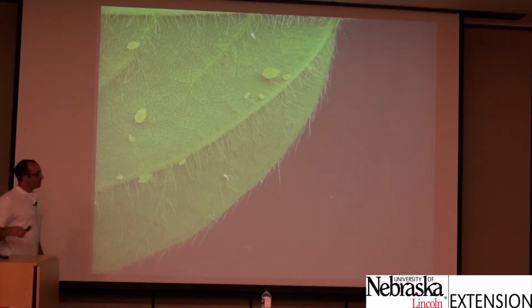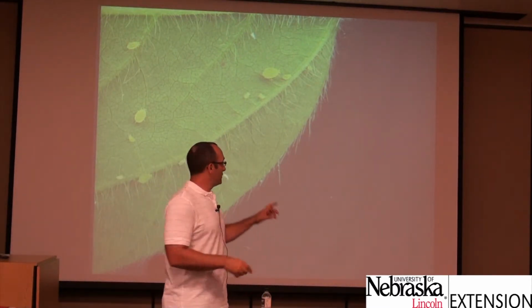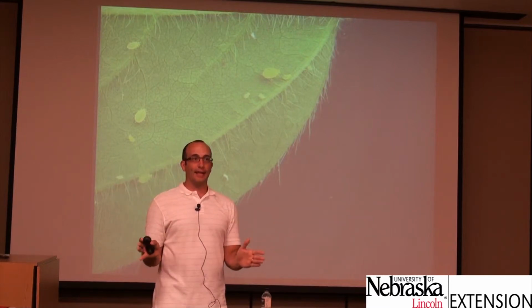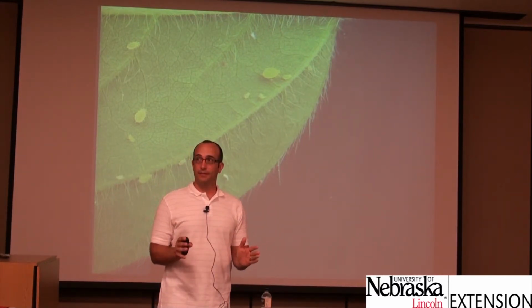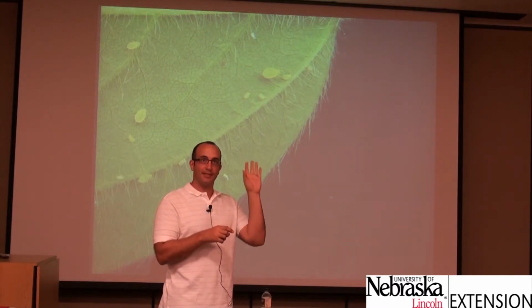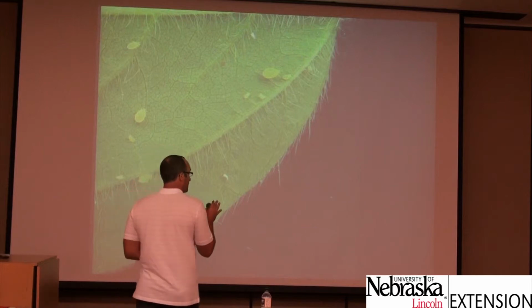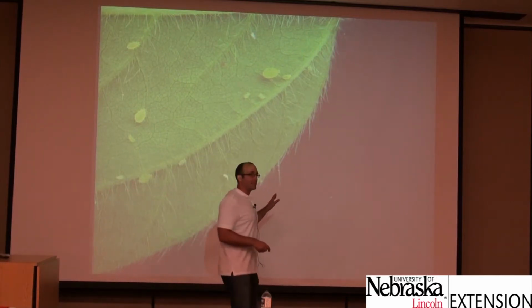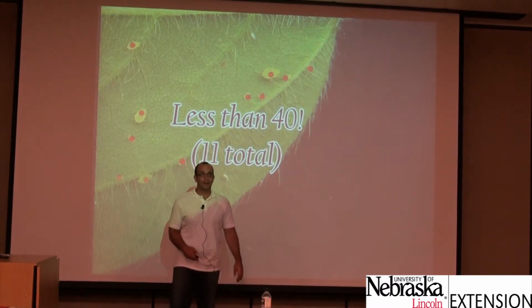So let's train our aphid eye quick. Let's just assume this little piece of leaf is the entire plant, right? Because the tally threshold is based on the entire plant, not just a leaflet. I'm just showing you a leaflet because it's easy to see the aphids. So remember, the tally threshold is 40 or more. So is this infested, yes or no? No.